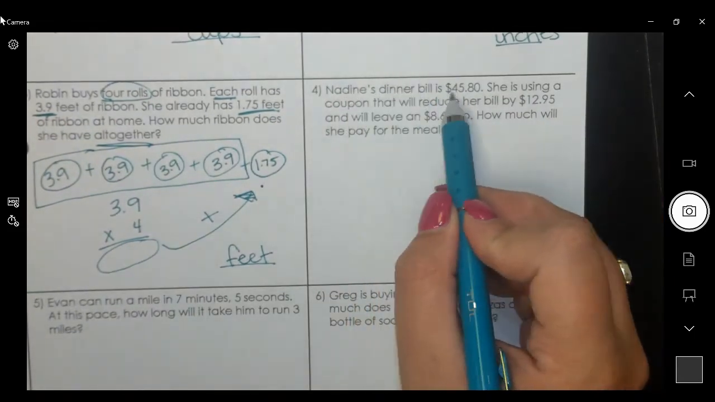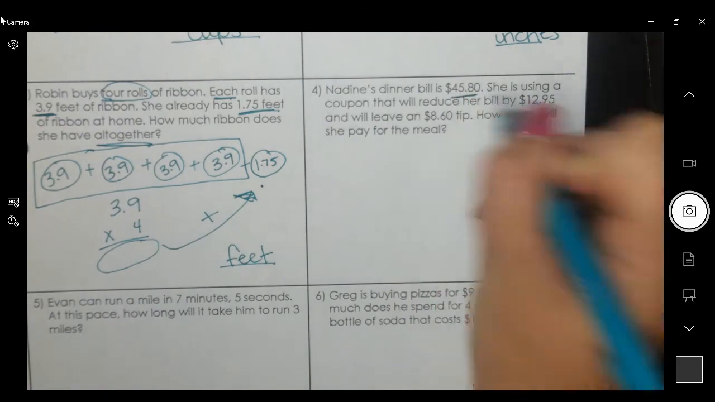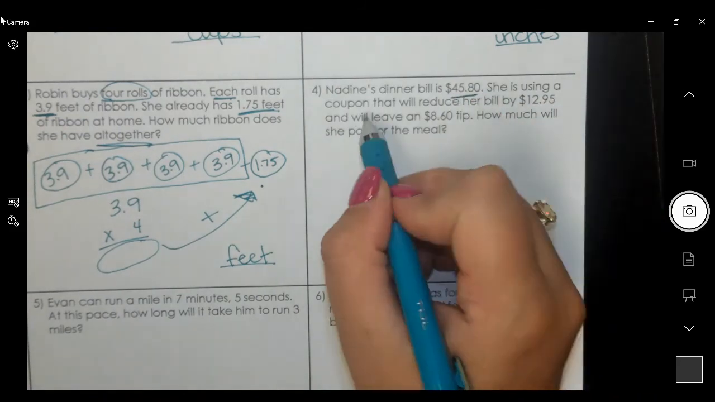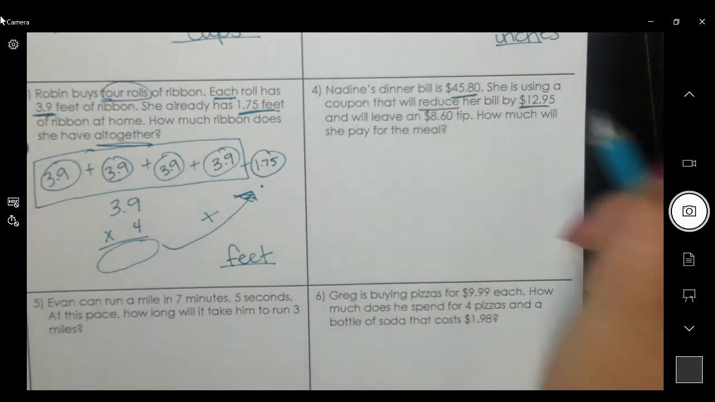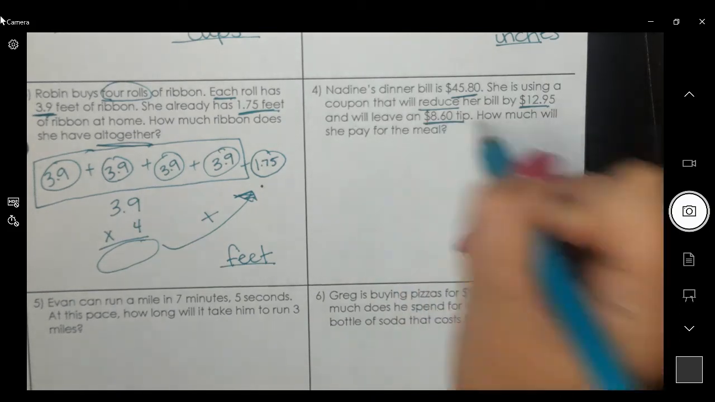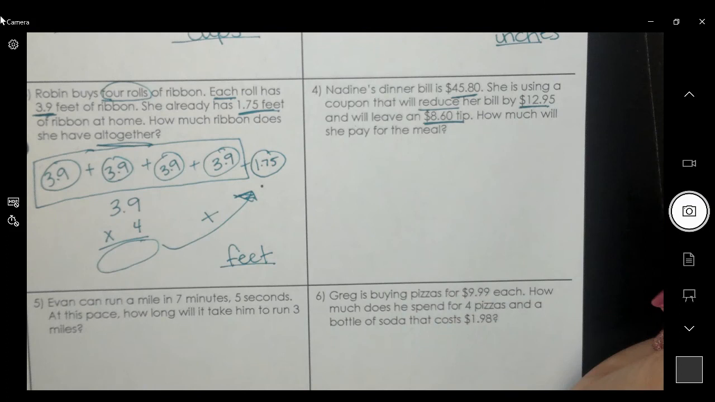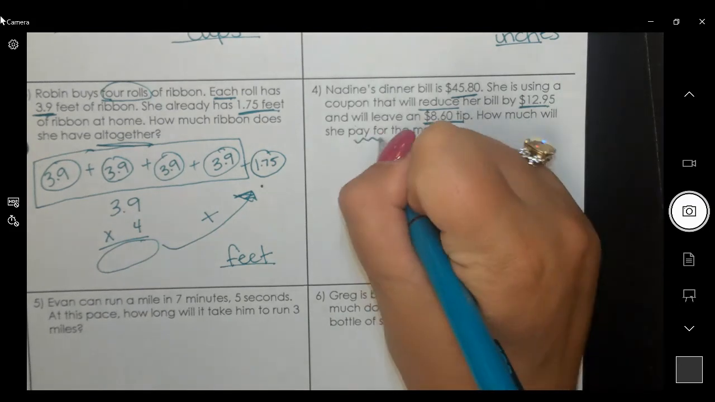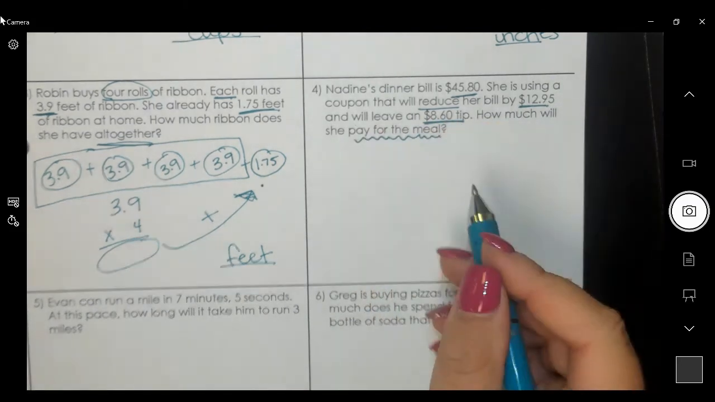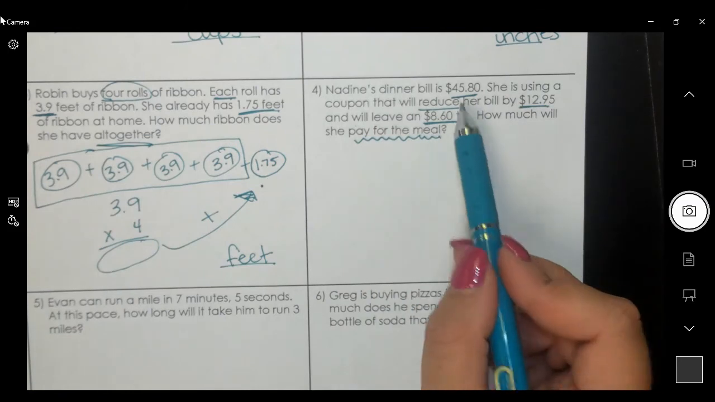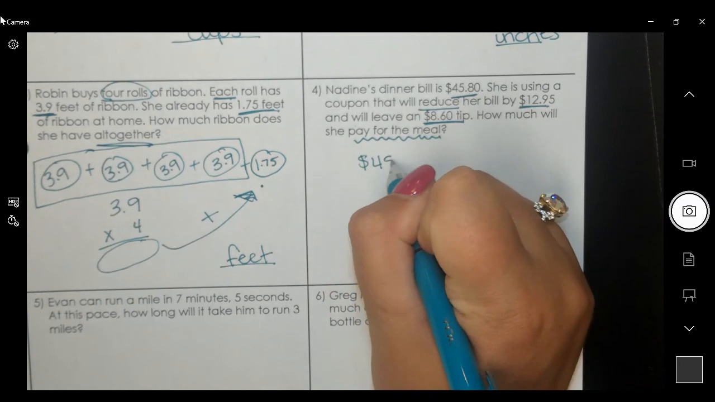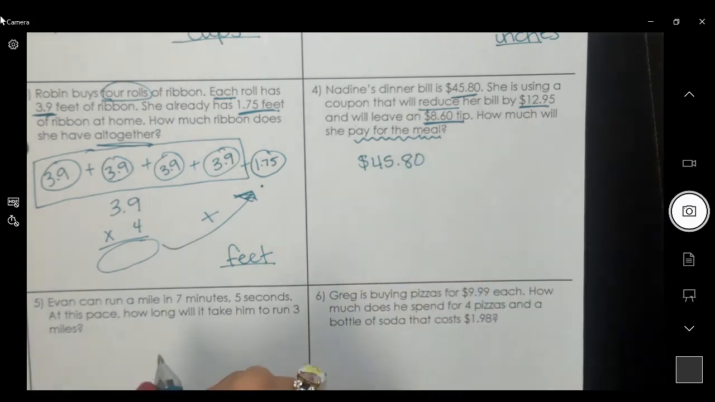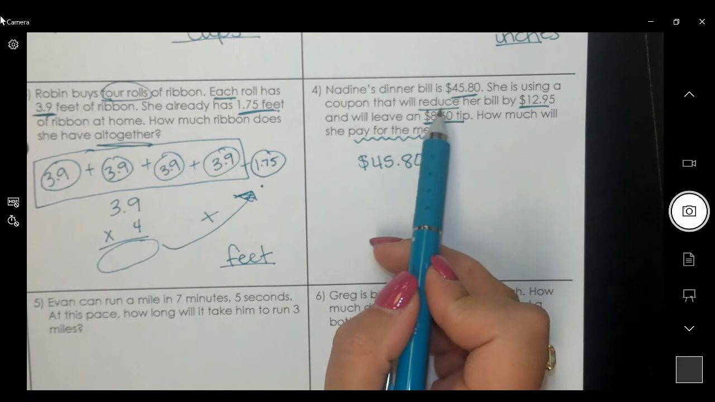Nadine's dinner bill is $45.80. She is using a coupon, we all love coupons, to reduce her bill by $12.95. Then she will leave an $8.60 tip. How much does she pay for the whole meal? Okay, so she's gone out to a restaurant and the bill comes. Her bill is $45.80. She has a coupon to reduce the price.